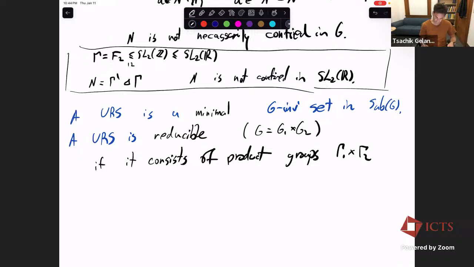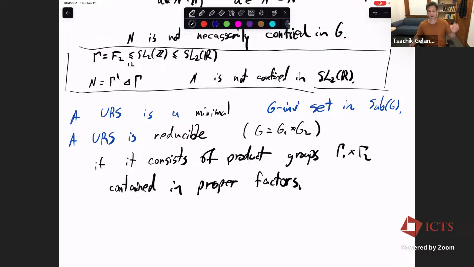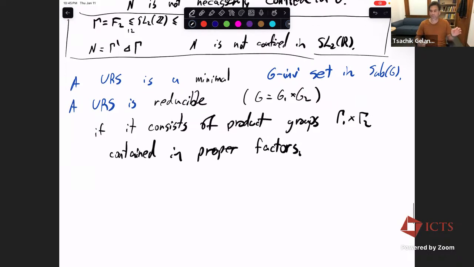That is, any subgroup of the URS is a product of groups gamma 1 times gamma 2 that are contained in proper factors. G could be simple, but then if G is simple, the only reducible URS is the trivial group, because the trivial group is the only proper factor. So for a simple group, only the trivial URS is reducible.